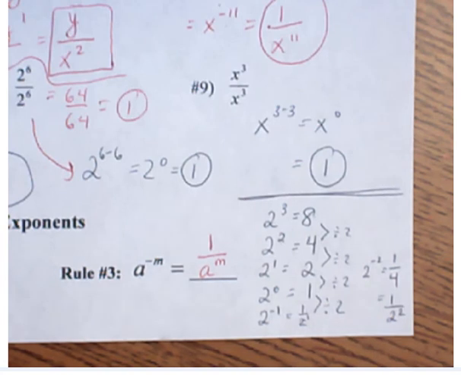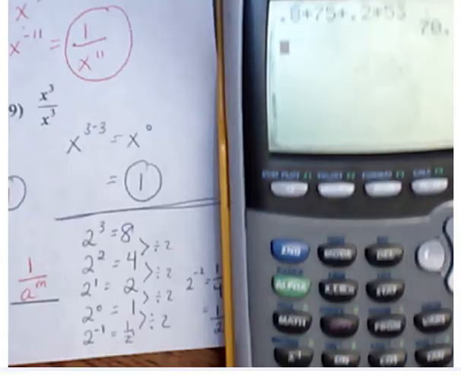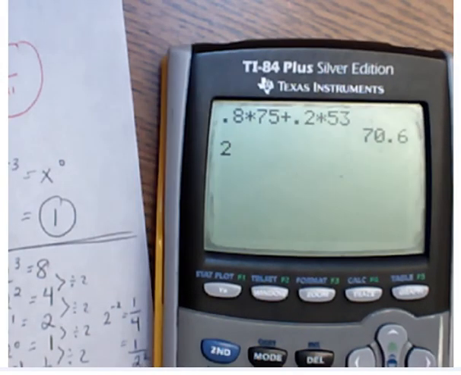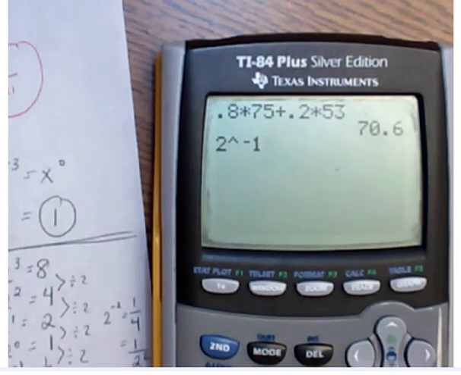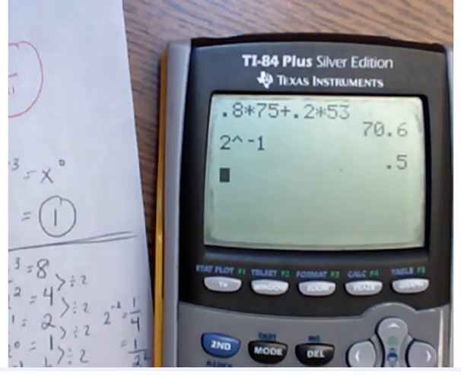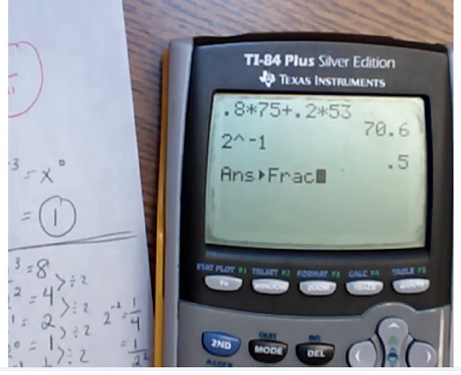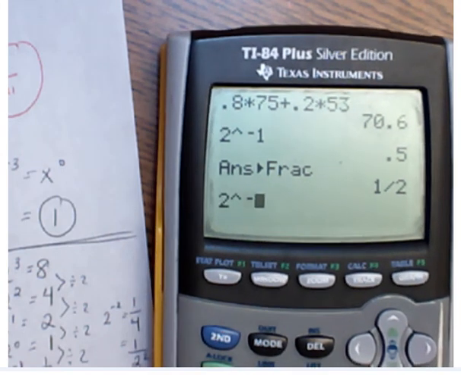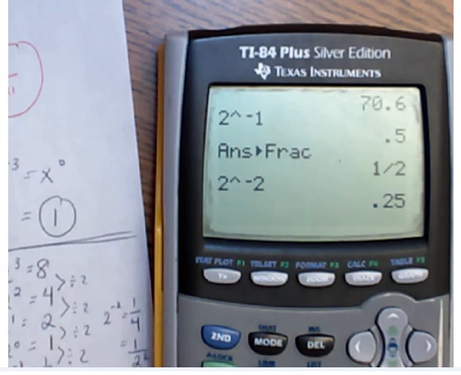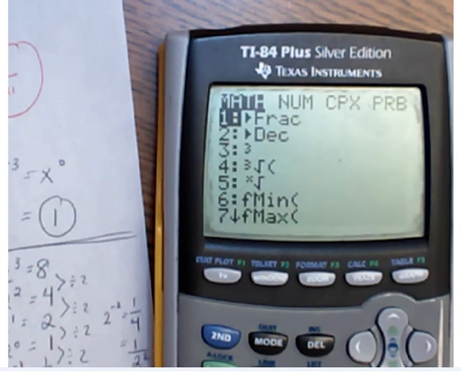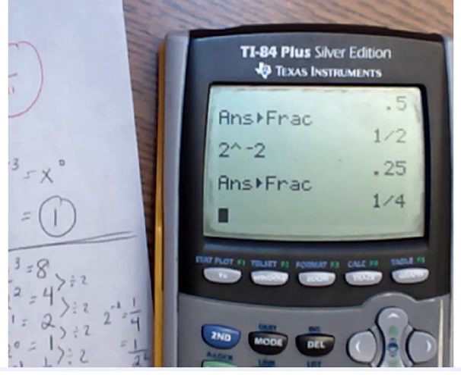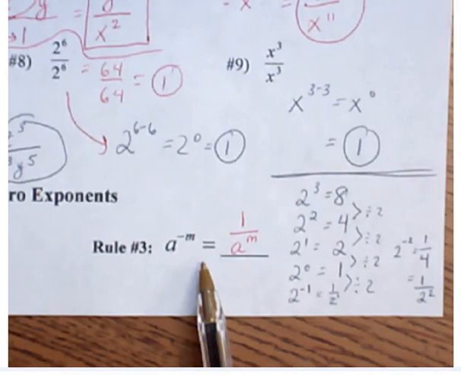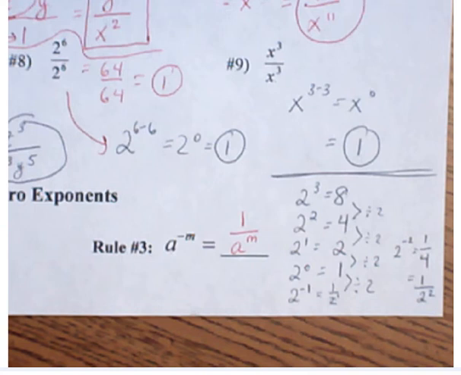Now, if you don't believe me on this, you can take your calculator and we can type 2 raised to the negative 1. You get 0.5, which as a fraction is 1/2. 2 raised to the negative 2 gives 0.25, and that's 1 over 4. Okay, so this is always going to work. This rule is true. So let's go on to the back here and let's do some more examples.